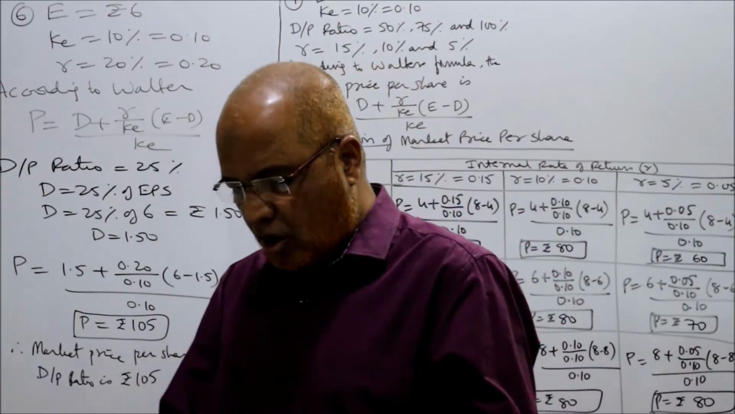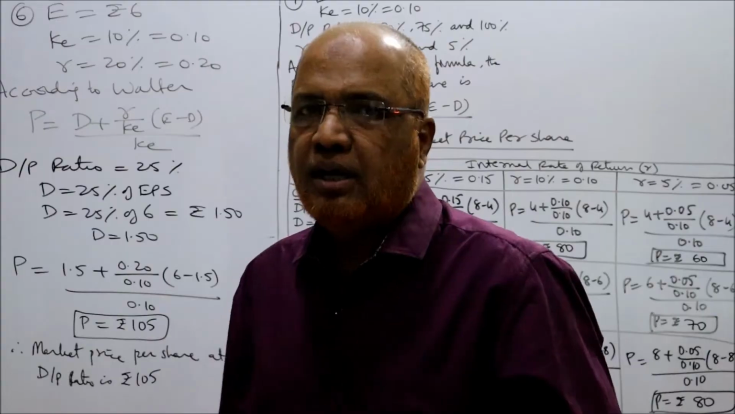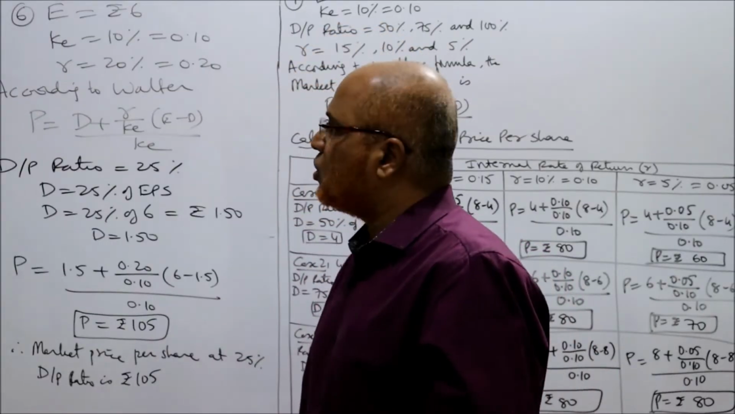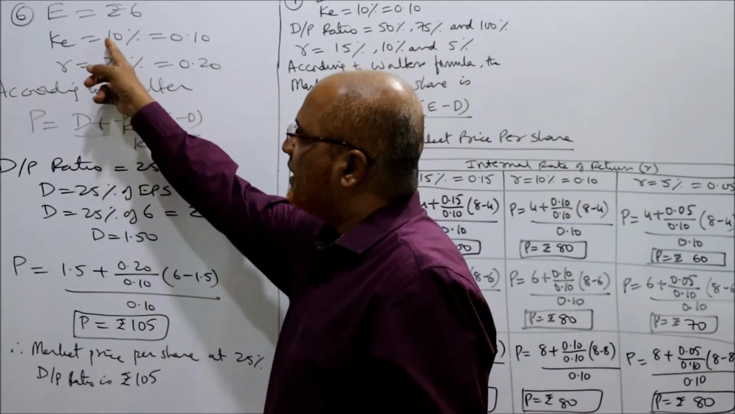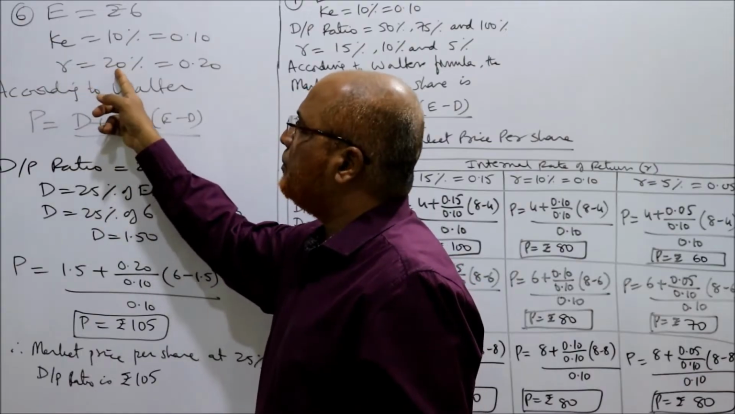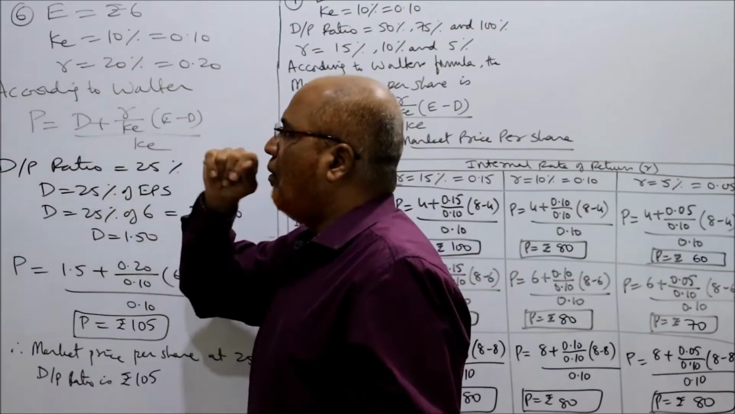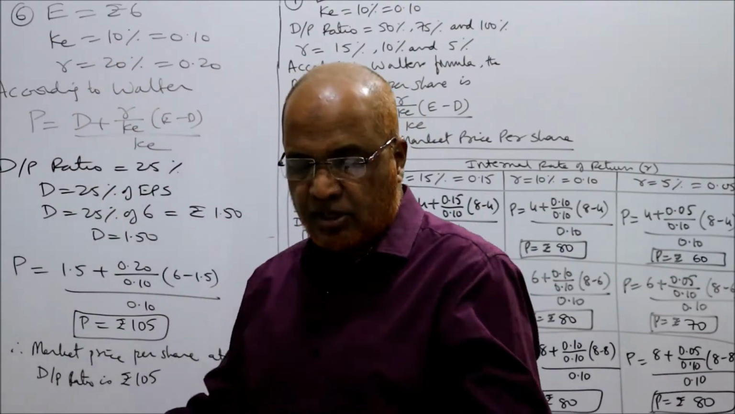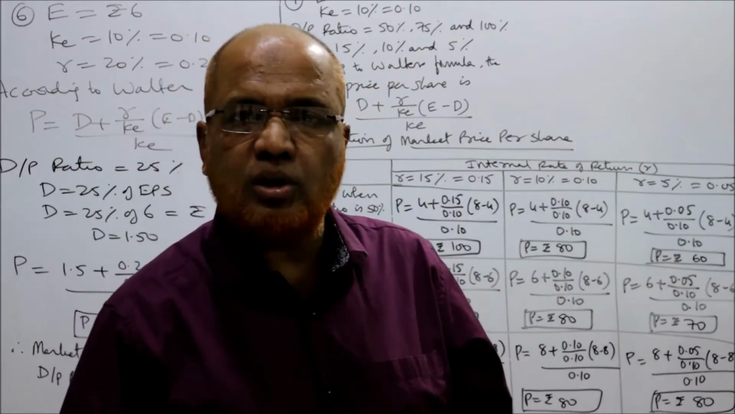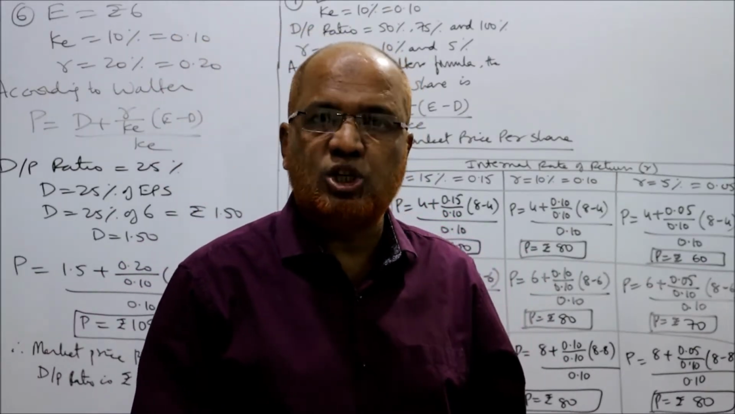What is the market price at the optimum payout ratio? In this case, the optimum payout ratio is 0% because R is greater than K. R is 20%, K is 10%. When R is greater than K, it's called a growth firm. For a growth firm, the optimum payout ratio is 0%.